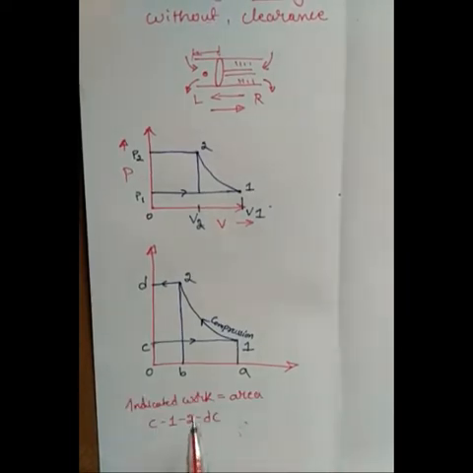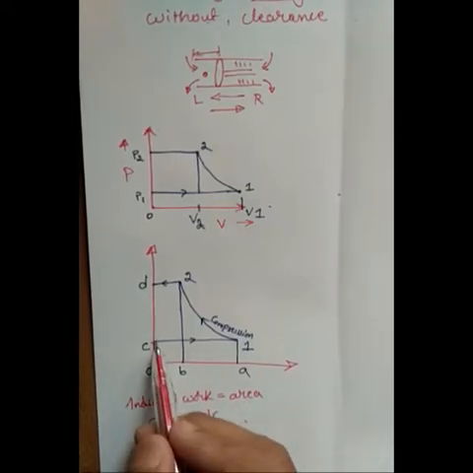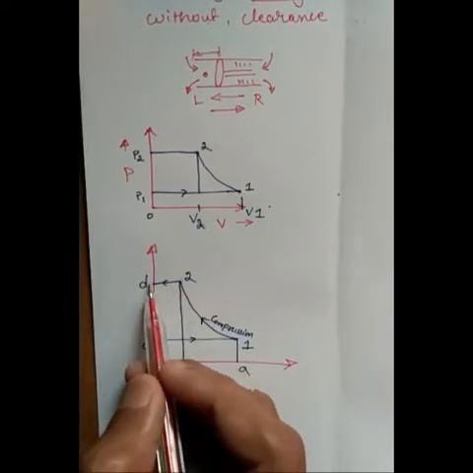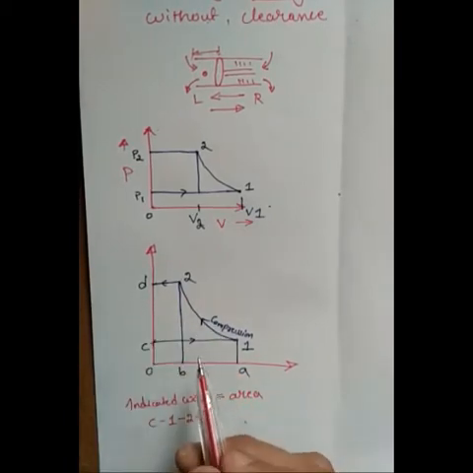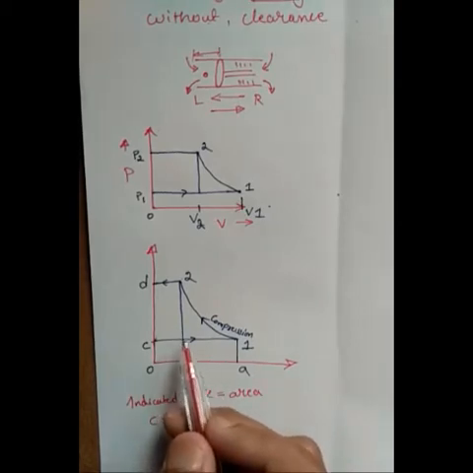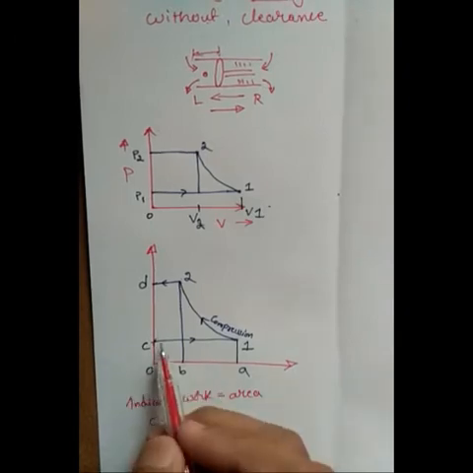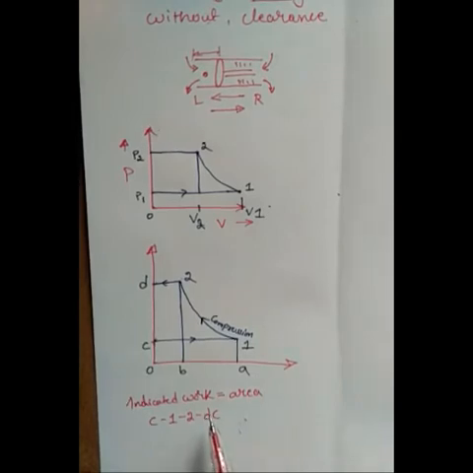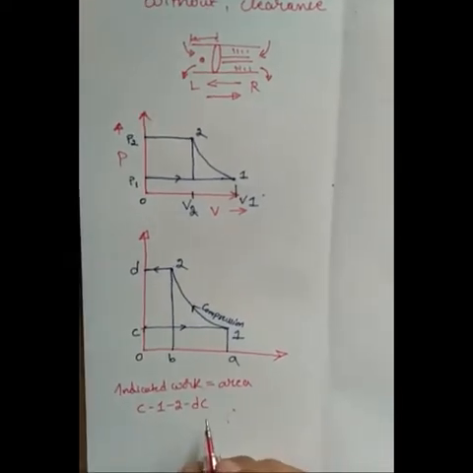Now the indicated work is nothing but the area of this region, C1D. This is the actual work done by the compressor, that is the indicated work, and that is what we have to find out. The indicated work area C1DC is the area of our interest, and to get this we have options.